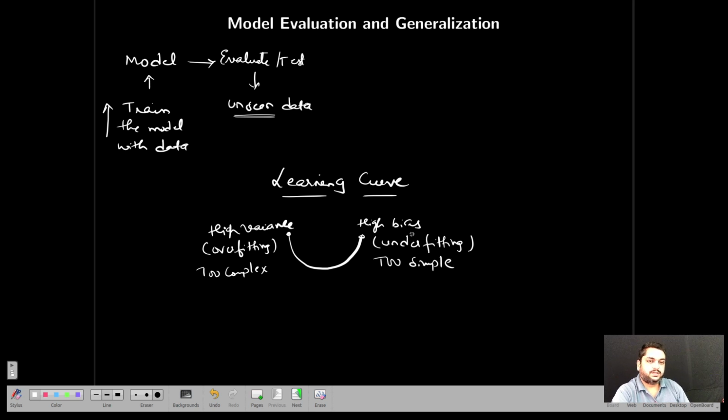What is the goal of machine learning? That is model evaluation and generalization. Generalization means how it behaves on unseen data. You need to reduce the variance. You need to reduce the bias. That means the model should not be too complex or too simple, but it should capture everything. So that is the optimal point you want to find in this learning curve. That is where your model evaluation comes into the picture.